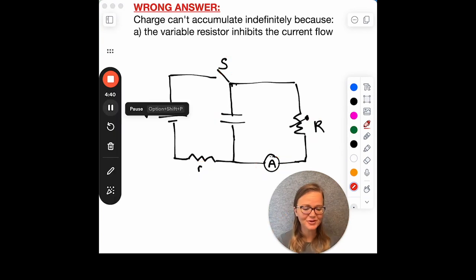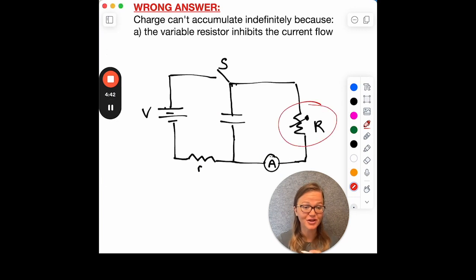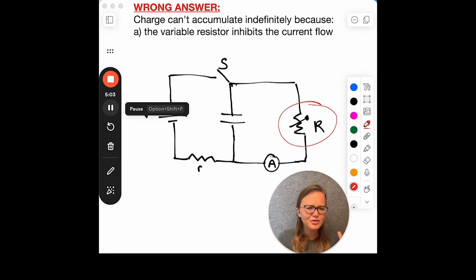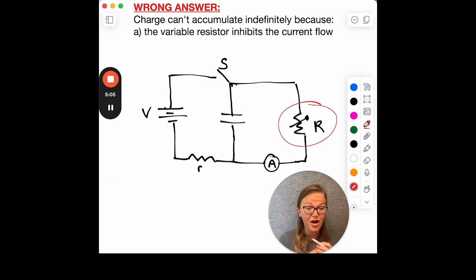So this answer choice focuses on our variable resistor here. And remember, a variable resistor is just a resistor where you can turn up or turn down the amount of resistance. So you can put the resistance at a certain setting depending on what you want. And it's saying that charge won't accumulate because our variable resistor is inhibiting our current flow. But is our variable resistor even going to be involved in the process of charging our capacitor? In this case, the answer is no.